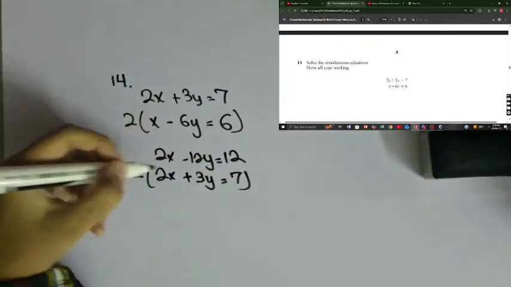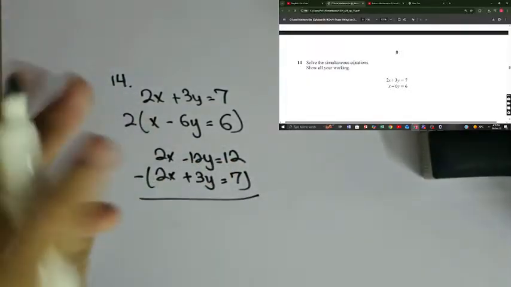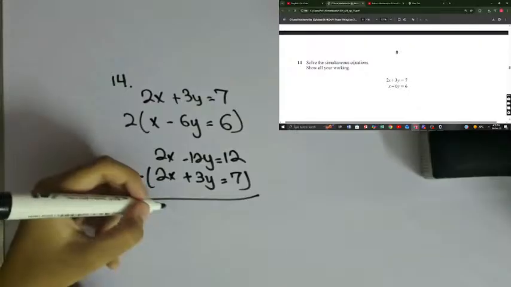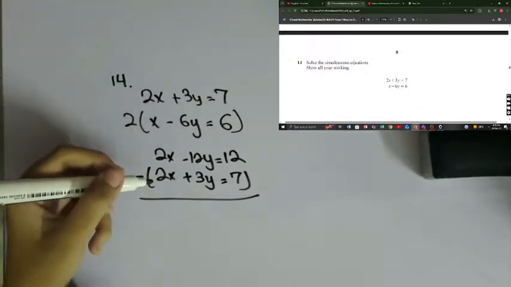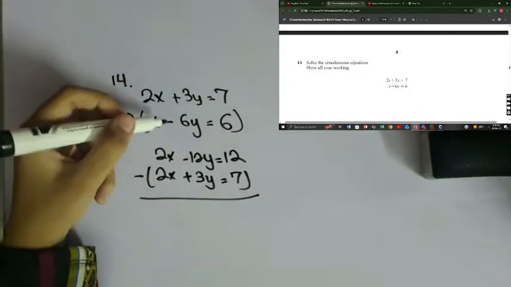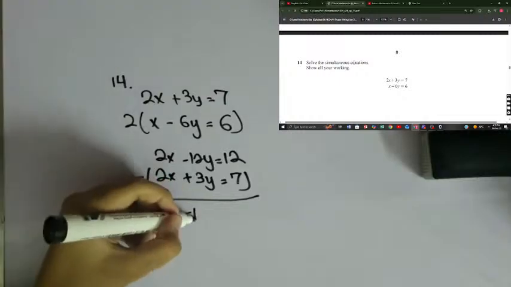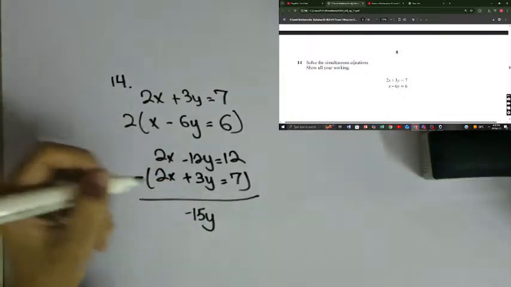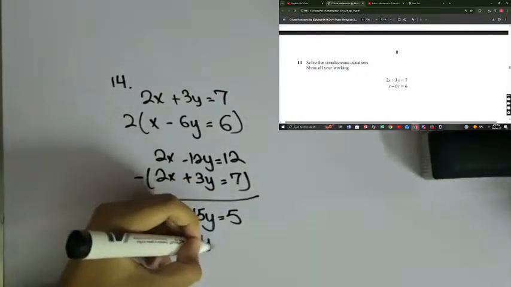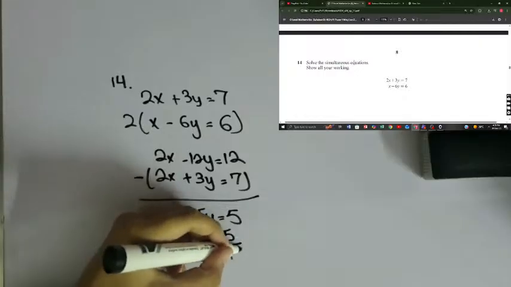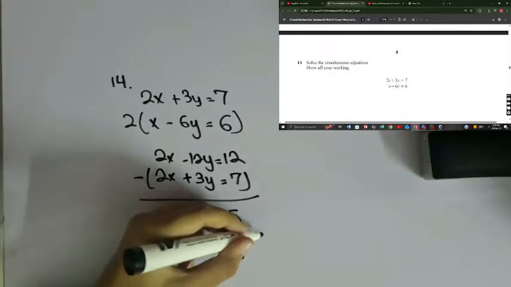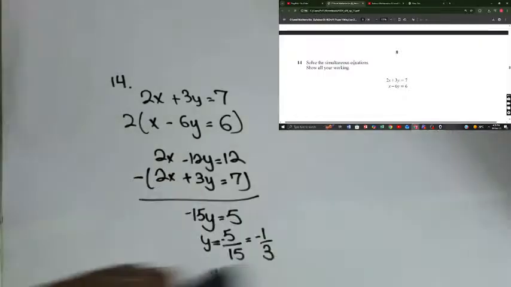Subtract the second equation from the first equation, or whatever you want to call it. 2x minus 2x is nothing. Minus 12y, actually what is this? Yeah, minus 12y minus 3y is equal to minus 15y, and 12 minus 7 is equal to 5. So y is equal to 5 upon minus 15, which is minus 5 upon 15, minus 1 upon 3. So that's y for you.